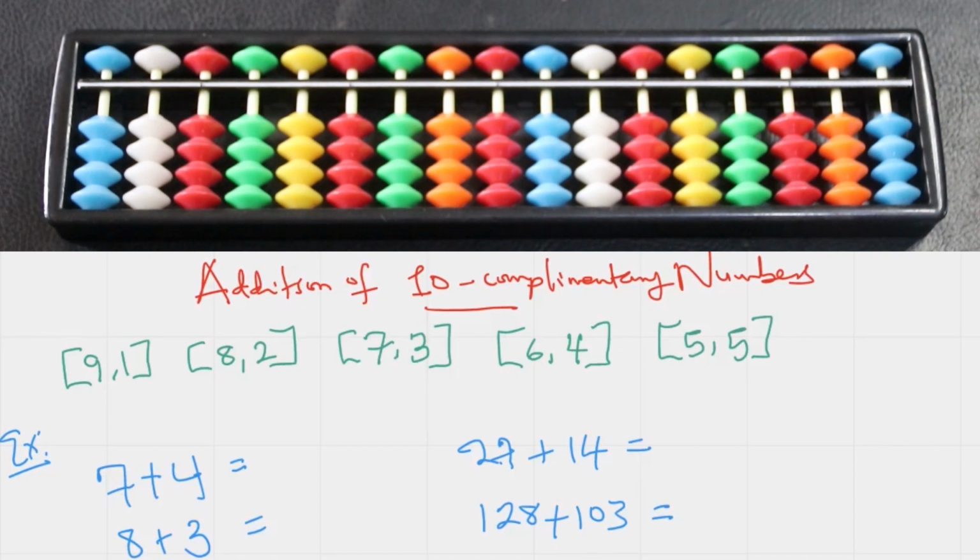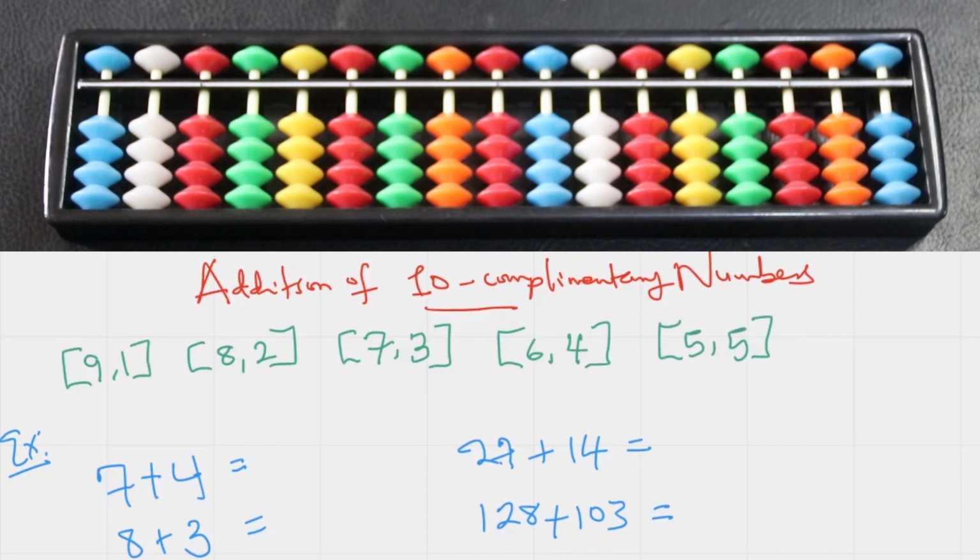Now, what are 10 component numbers? Just like we discussed 5 component numbers, we spoke about the pairs. The pairs of 5 component numbers are 1 and 4, 2 and 3. The same principle applies to 10 components. So the pairs that we have for 10 components are 9 and 1, 8 and 2, 7 and 3, 6 and 4, 5 and 5. Again, I will say 9 and 1, 8 and 2, 7 and 3, 6 and 4, 5 and 5.